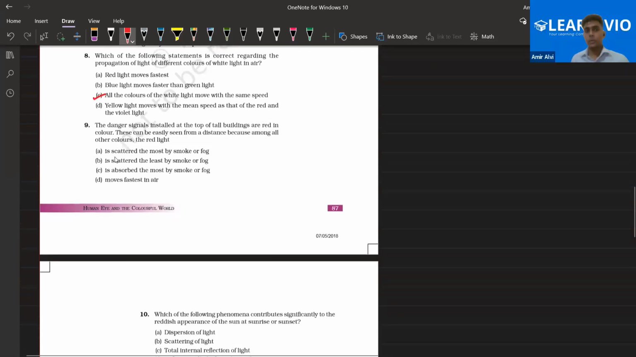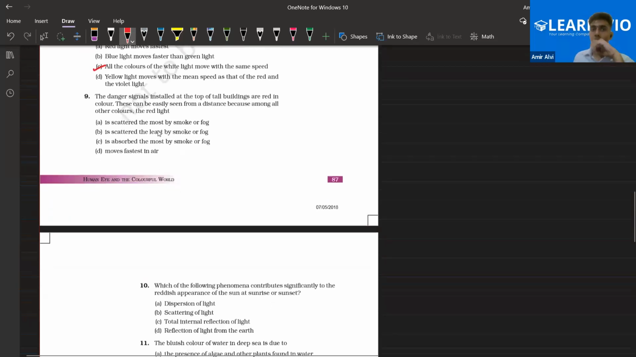Okay. Now next one. Ninth: the danger signals installed at the top of a building are red in color. These can be easily seen from a distance because among all other colors, the red light, as you know, has the longest wavelength, and due to that it is least scattered in any condition, right? So it means that if there is smog, foggy weather or smoky weather, they are able to see it because it can travel more than any color because it has the longest wavelength. So that's why it is scattered least by the smoke or fog. So that's why we are able to see the red color.